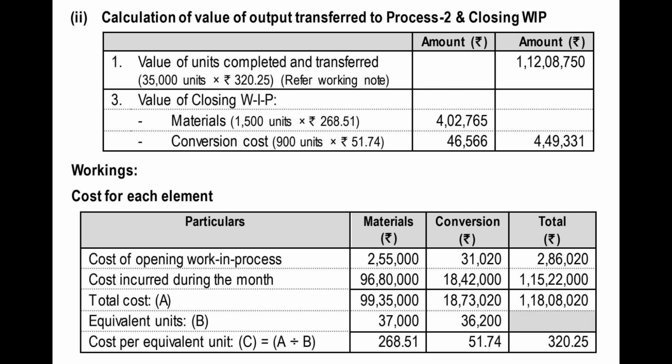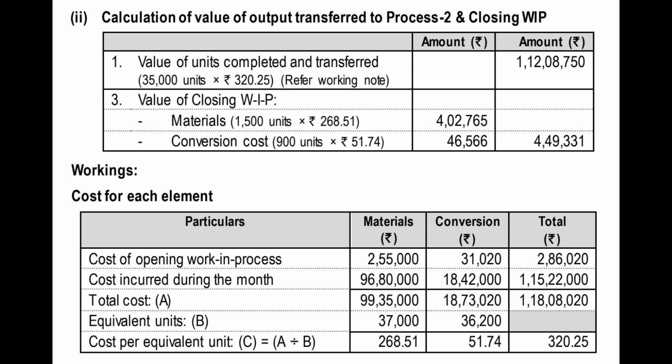What would be the cost? The cost is unknown. That should be calculated. How should it be calculated? The 35,000 units should be multiplied with the cost per unit. Then automatically we will get the total cost. Here the cost per unit is not available at this moment, so we have to calculate the cost per unit.